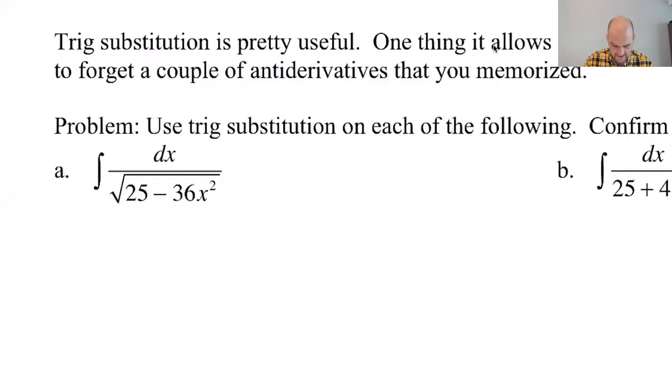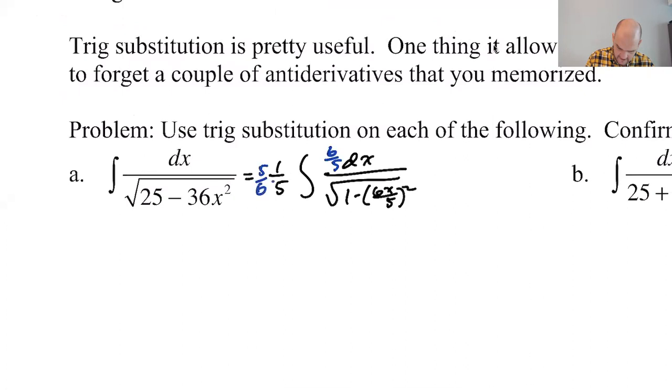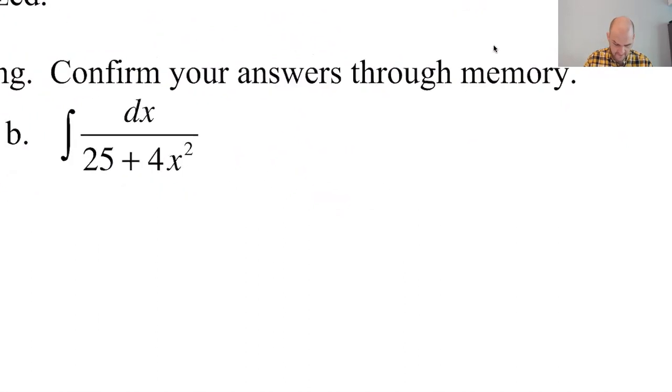Like, I would expect you to look at this and say this is going to be like 1/5. I'd expect you to rewrite this as 1 minus 6x over 5 squared. Then there should be a 6/5, so a 5/6, and then you're basically done, right? So this is going to be 1/6 inverse sine of 6x over 5 plus c. I expect you to be able to do that. Hopefully that's right.